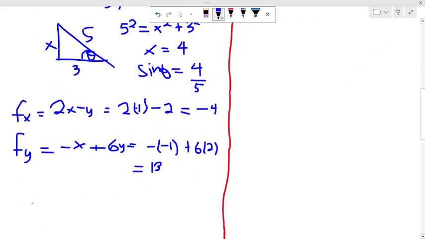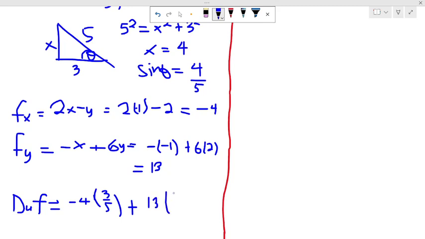Now let's put this in the general equation. Our directional derivative of the function is giving us our fx, which is negative 4, times our cos theta, which is 3 on 5, plus our fy, 13, multiplying sin theta, which is 4 on 5.